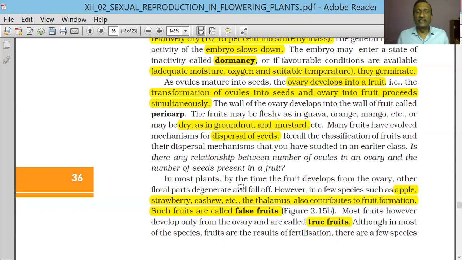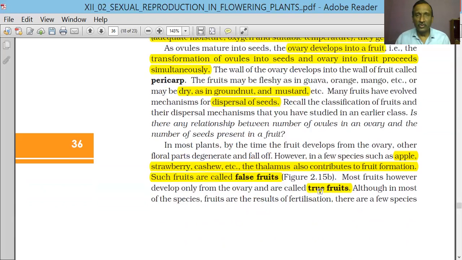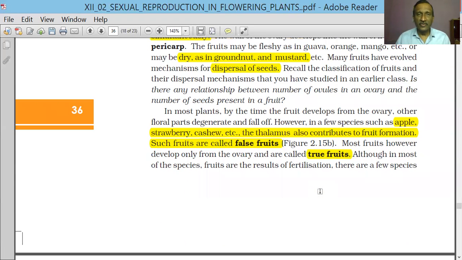Is there any relationship between the number of ovules and the number of seeds formed? Yes, directly related, because as many ovules as there are, the seeds will be either that many or a little less, depending on fertilization. All those ovules which are fertilized will develop into seed. It's not necessary that all the ovules will be fertilized if there are a large number of ovules. Nowadays, watermelons are available. When you are eating watermelon, you find hundreds of seeds in it. All those seeds were part of the ovule, and on fertilization they developed into seed.